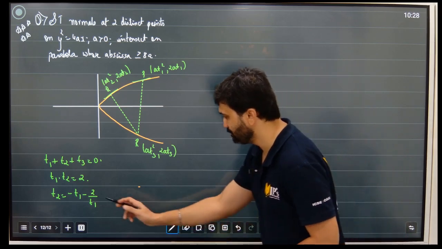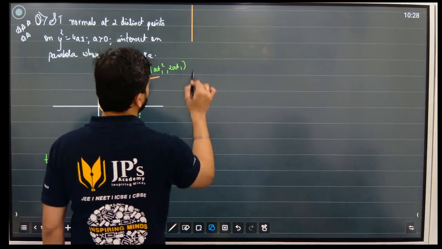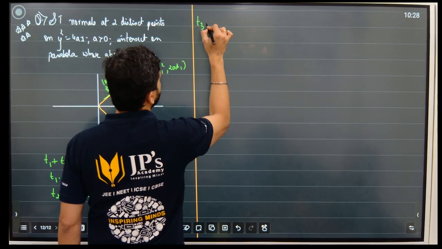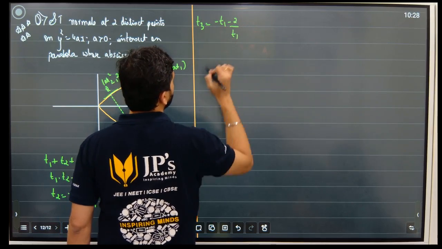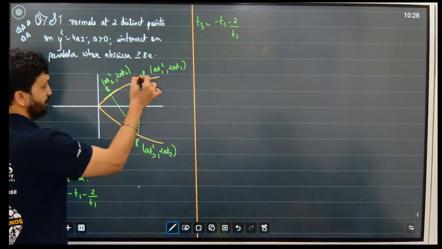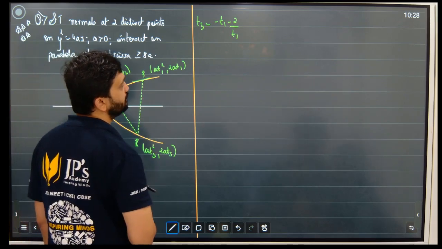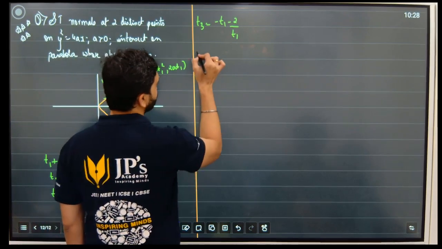अब देखो यार सिंपल सी बात है, t2 के लिए अगर ट्रू है वो फॉर्मूला गाइस, so I can also write it as t3 is equal to minus t1 minus 2 by t1. Do you understand this? Because we had taken P and Q here, right? I have taken P and R. So t3 के लिए भी satisfy करेगा. अब देखो ध्यान से देखो.